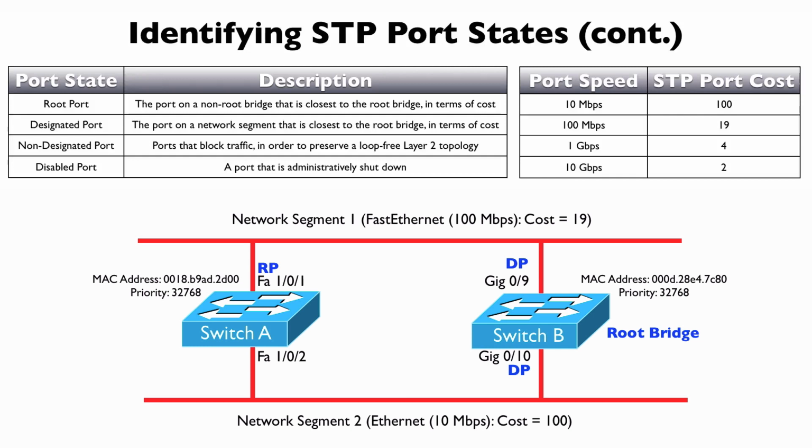And we look around at any port that is left in our topology. FastEthernet 1/0/2 on switch A in our case. If it's not a disabled port, in other words, if it's not administratively down, and it's not, that means that it is a non-designated port, which means it's blocking traffic. This is giving us our loop-free topology. We're not going to have a loop because production traffic is not going to be flowing into or out of FastEthernet 1/0/2 on switch A.